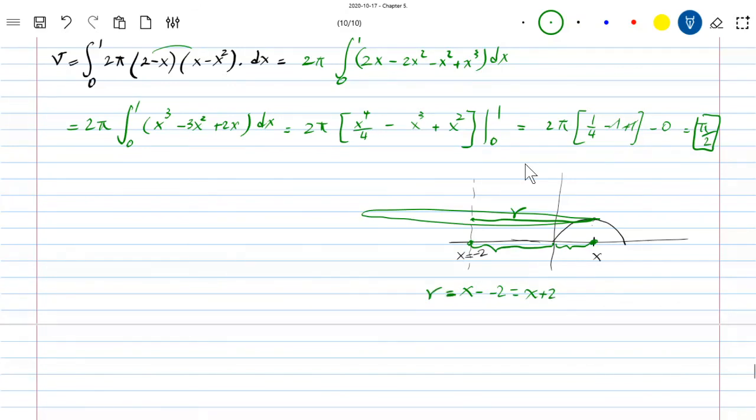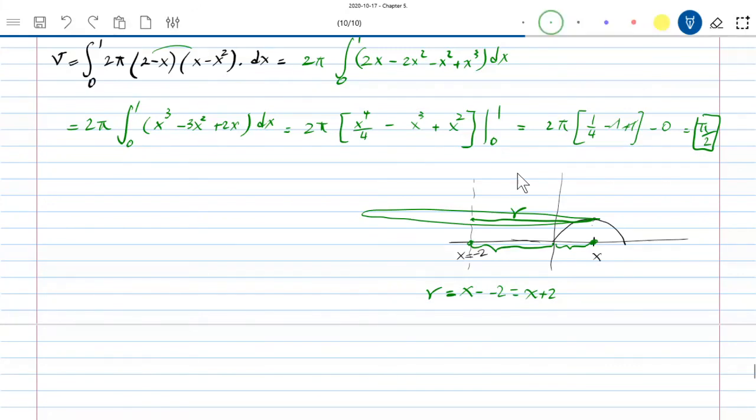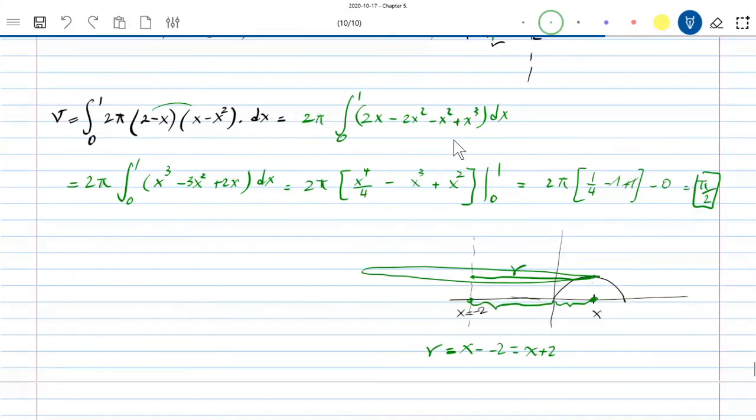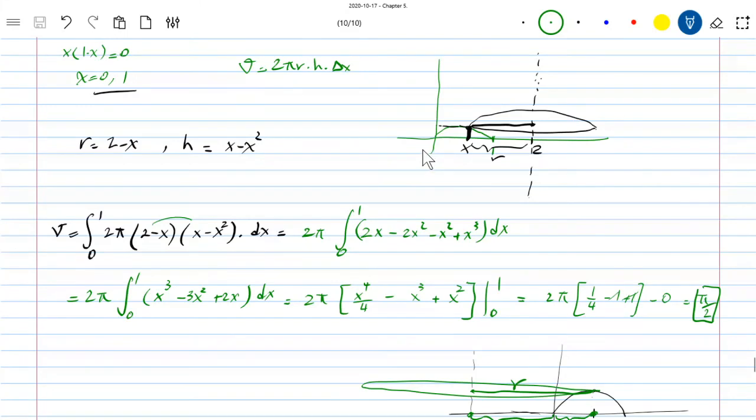This is the radius. Okay, so be careful to figure out the radius properly and the height properly for the cylinders. And after that, it's just calculation through the integral. Okay, nothing too complicated. So I'm going to stop here and we will continue this topic next time.